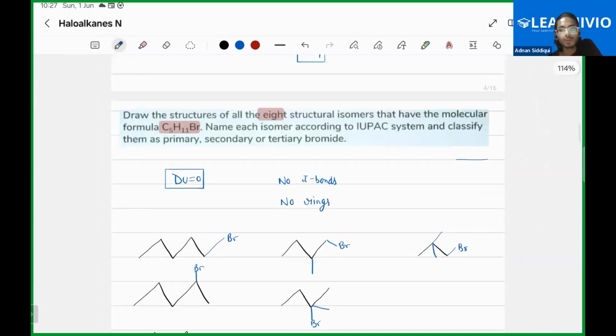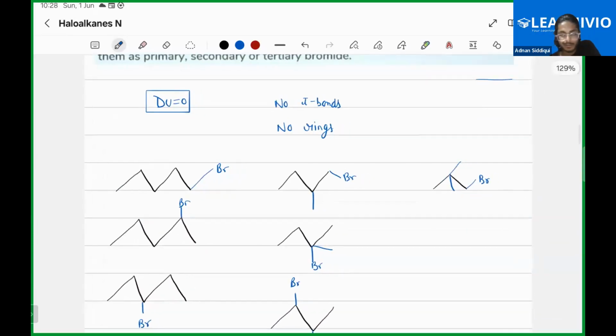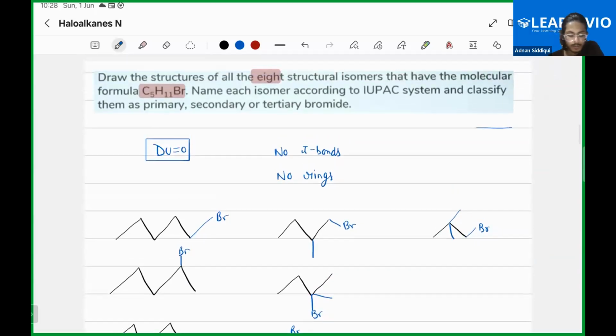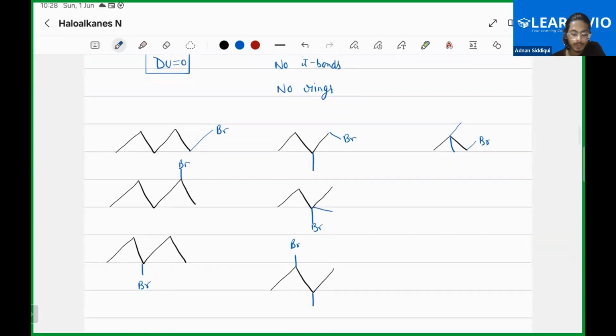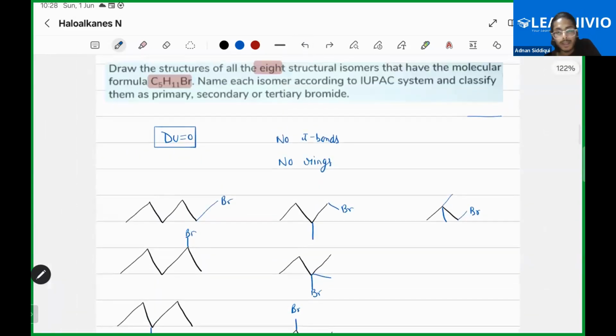Now, how to approach or how to start forming these structures? You have to start with the longest chain. First of all, the maximum number of carbon that we are having here is 5, right? So we will start with a 5-member carbon chain. Our main chain is going to have 5 carbons, right? Then we have to assign a bromine.